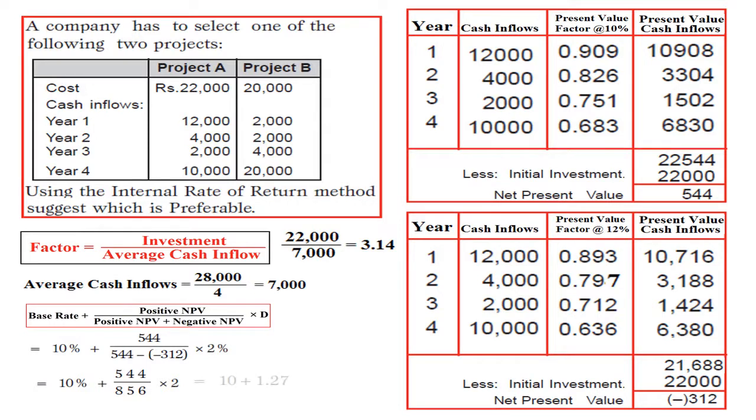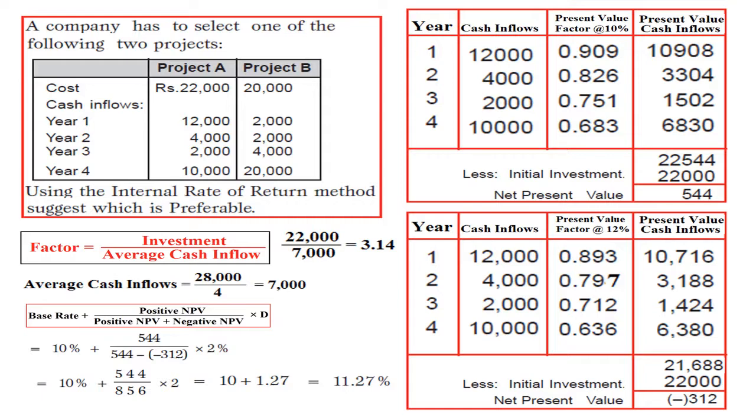So 856 into 2. The final percentage is 10 plus 1.27. 544 divided by 856 into 2, you have to do. Right? Then 10 plus 1.27 is equal to 11.27, which is our IRR. In the sense that at this percentage, if you calculate NPV, your NPV will be 0. Clear? So this is our IRR.